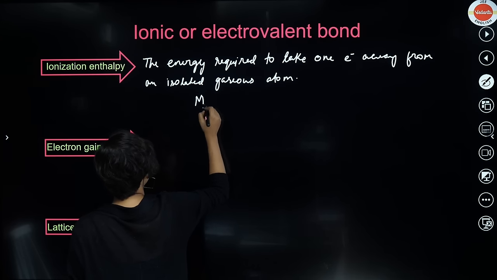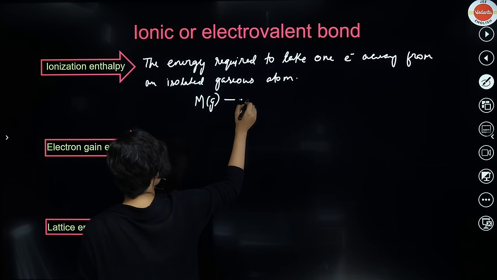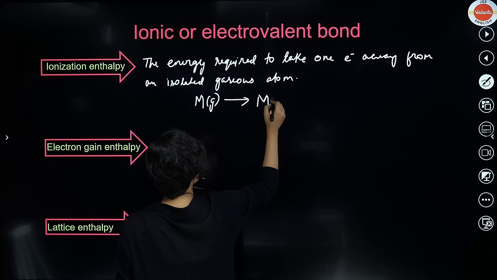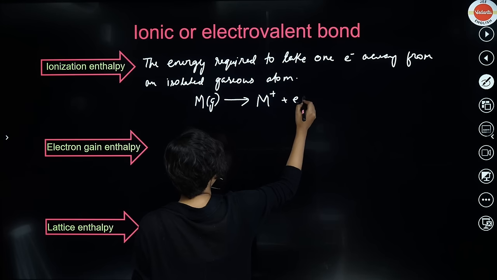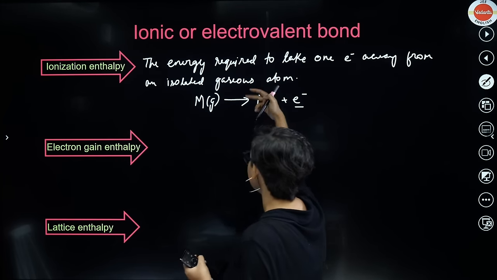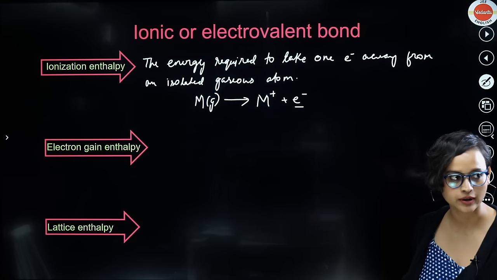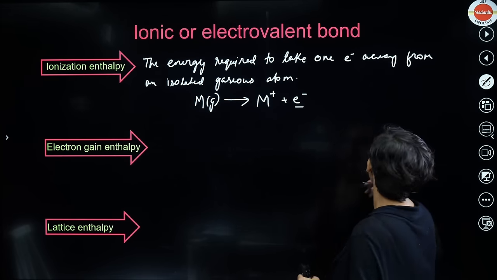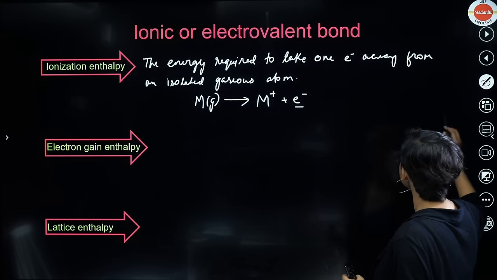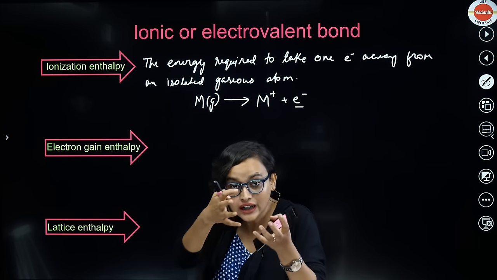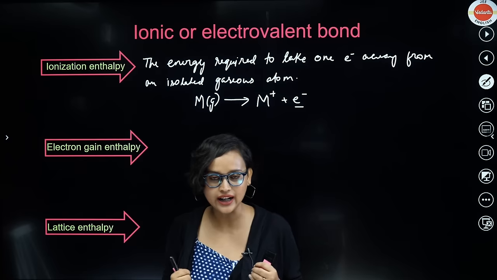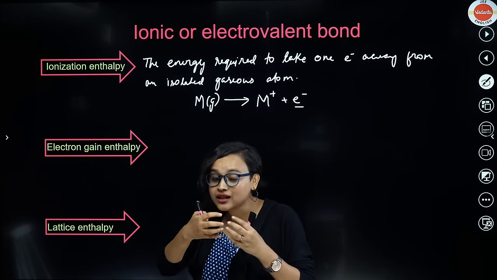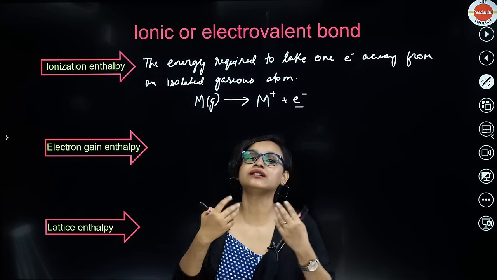Basically, if I have M that is in gaseous state, if this is my atom, what I want to do is make it M plus and I have taken one electron away. So this is my ionization enthalpy. All right, get it? Now, what is this electron gain enthalpy? What happened to chlorine? Chlorine accepted one electron, right? Yes. So when the atom is accepting an electron, it will release energy.